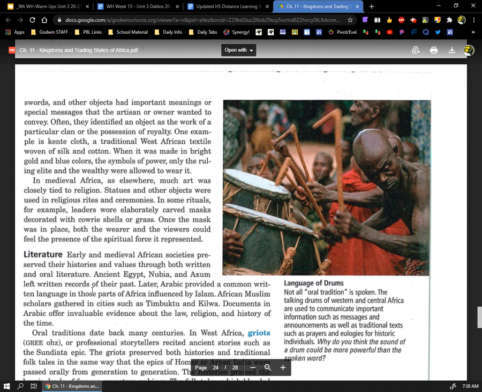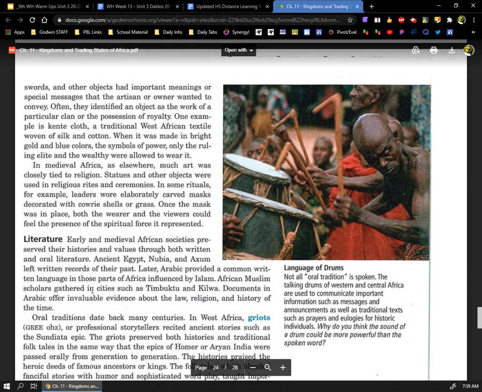In medieval Africa, as elsewhere, much art was closely tied to religion. Statues and other objects were used in religious rites and ceremonies. In some rituals, for example, leaders wore elaborately carved masks decorated with cowrie shells or grass. Once the mask was in place, both the wearer and the viewers could feel the presence of the spiritual force it represented. Literature.